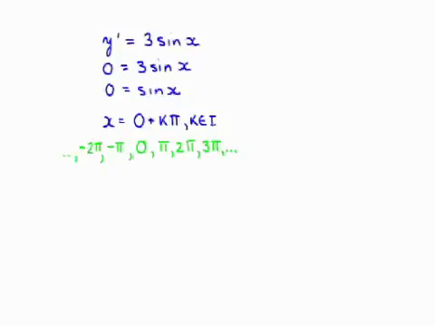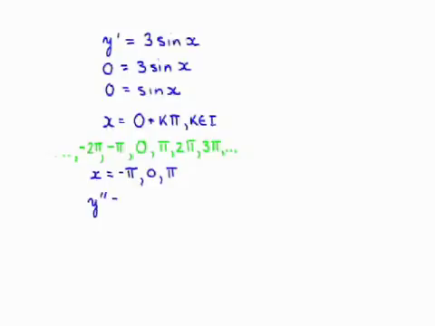Now, we have to remember that we've been given a restriction in the domain, that our x values are to be between negative pi and positive pi, including those two values. So when I consider that, there are only three possible values for x. x is equal to negative pi, to 0, and to positive pi. Well, we have to determine which of those critical points are extrema and then be able to distinguish the minima from the maxima. I do that using my second derivative.